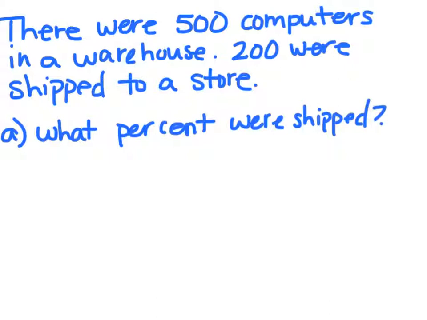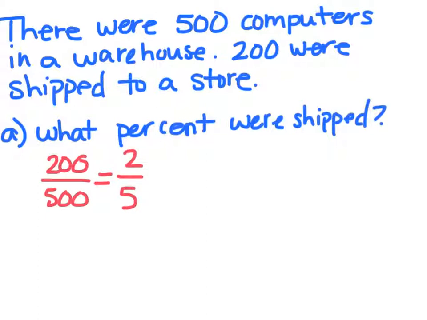Let's solve a word problem using percents. There were 500 computers in a warehouse. 200 were shipped to a store. What percent were shipped? Well, 200 of 500 were shipped to the store, so 200 500ths were shipped. That reduces to 2/5.